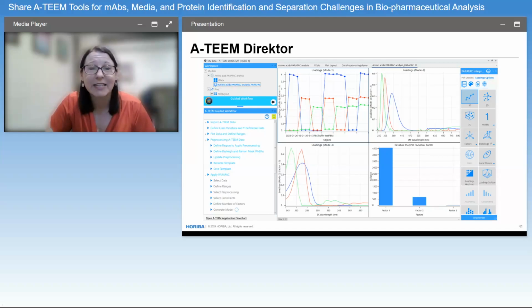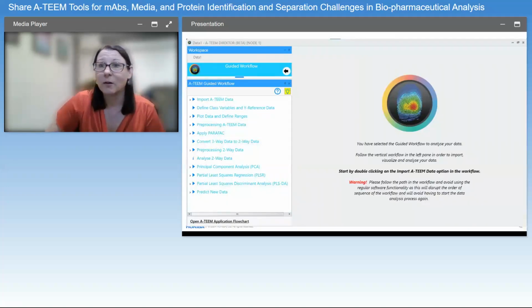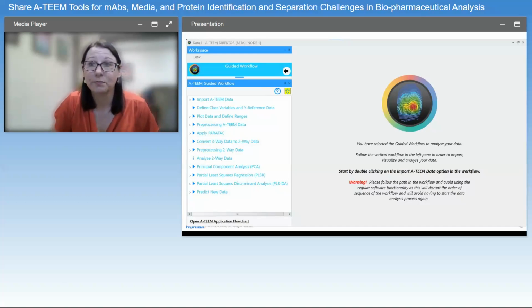My favorite thing about this is that it has a user-guided workflow. So this is very specific to the process of analyzing A-TEEM data, and it takes you through working with three-dimensional data sets, which is very different, or can be very different, than working with two-dimensional data, to be able to get the data in, to do visualization of it and pre-processing of it. And A-TEEM Director really makes it easy for novice users to, one, keep going in the right direction through multivariate analysis modeling, and two, get the answers to the questions that you're asking from your data. And with all of the functions for GMP, this enables Part 11 compliance as well.